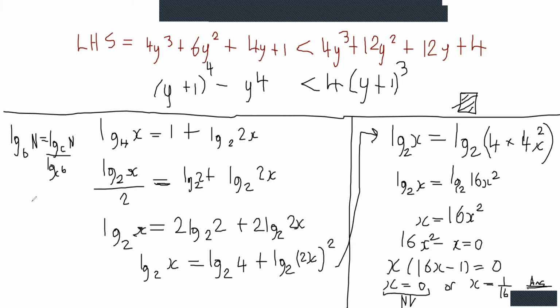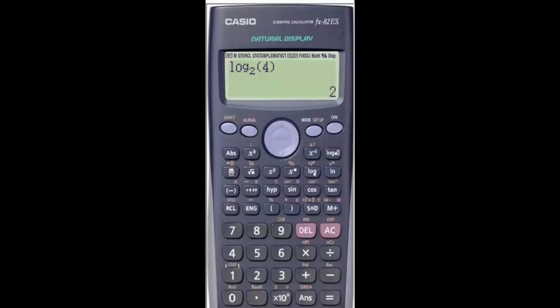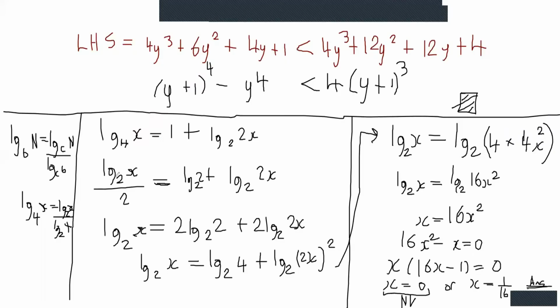So what we did was rewrite this as log base 2 of x over log base 2 of 4. Now, what's log base 2 of 4? I showed you in the calculator. Log base 2 of 4 is 2. You see it? So that's how we get the 2. Cool with it now? Yes, sir. Thank you, sir.